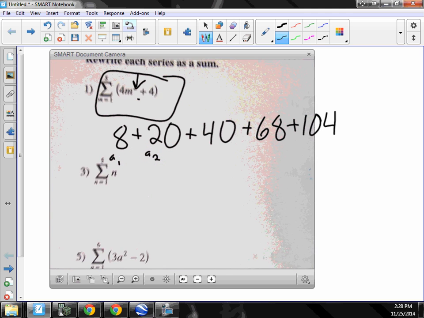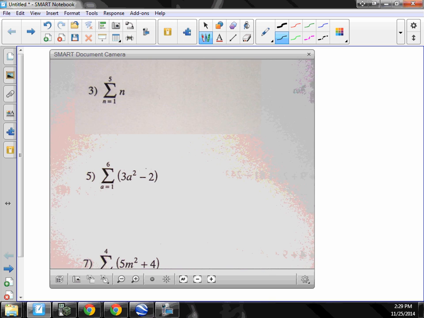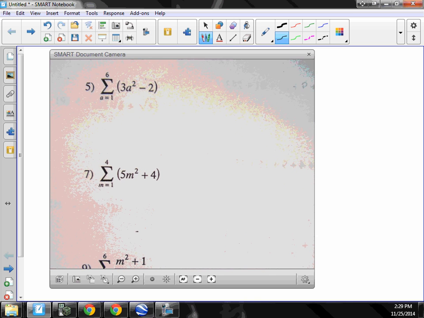All right, now for some reason, number 3 really confuses people. I don't know why. Yeah, it's 1 plus 2 plus 3 plus 4 plus 5. Okay? So for number 5, you're going to plug in 1 and 2 and 3 and 4 and 5 and 6 and then write it as an addition.